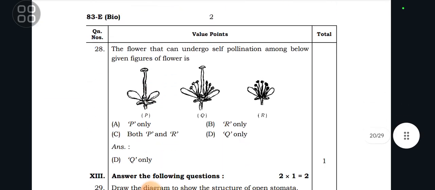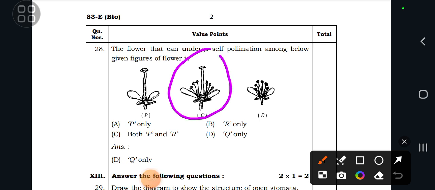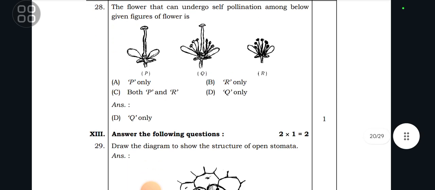Coming to the next question, they asked about the flower that can undergo self-pollination. Self-pollination means that the flower contains both pollen grains and stigma in the same flower. These pollen grains accumulate on the stigma and form self-pollination. So option D is correct, only D.